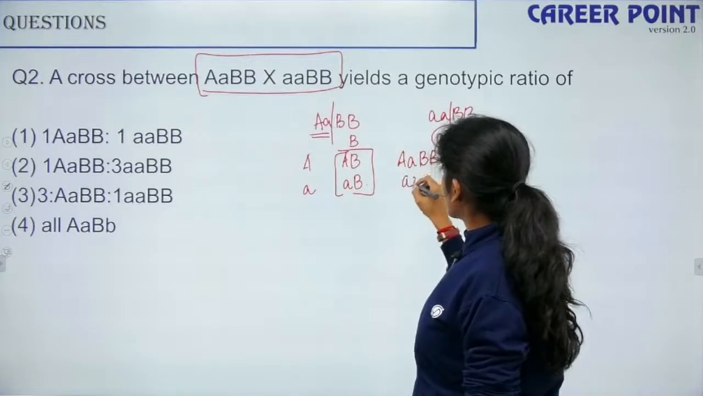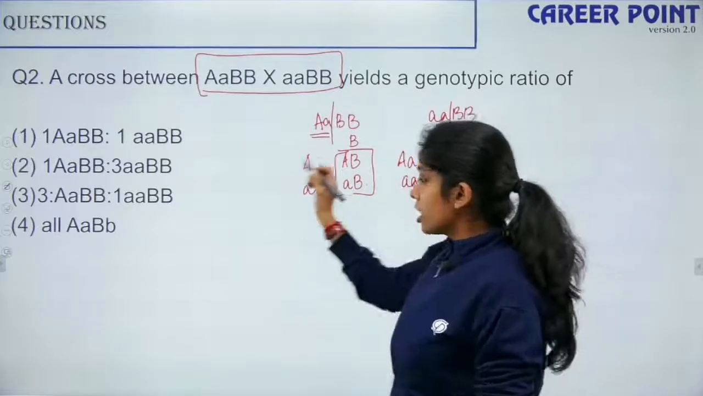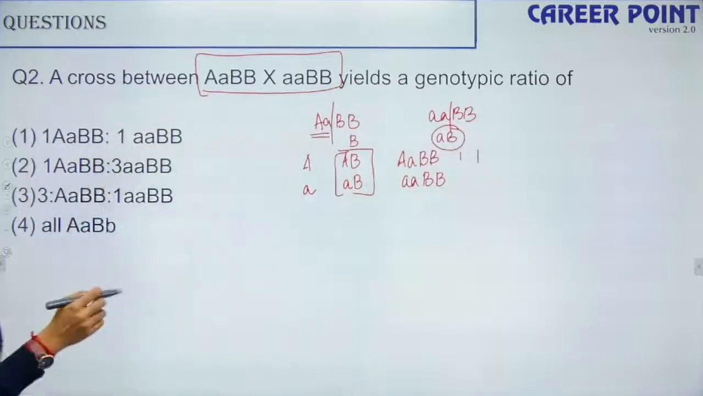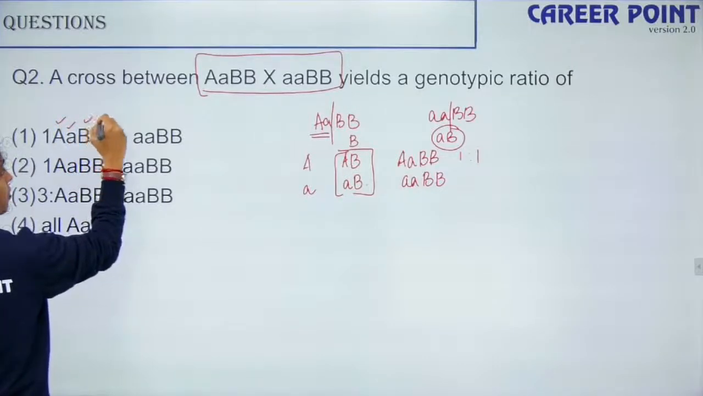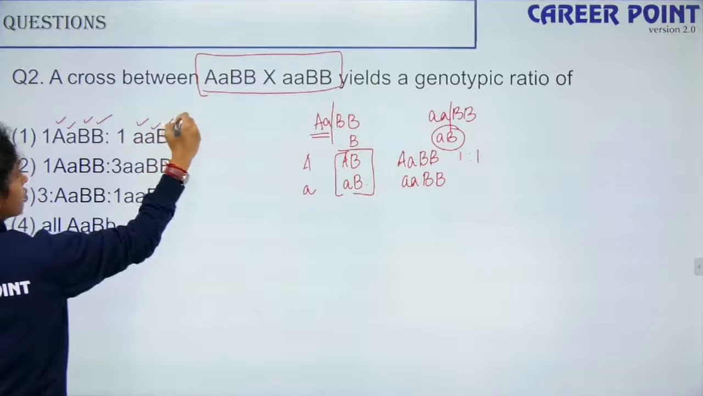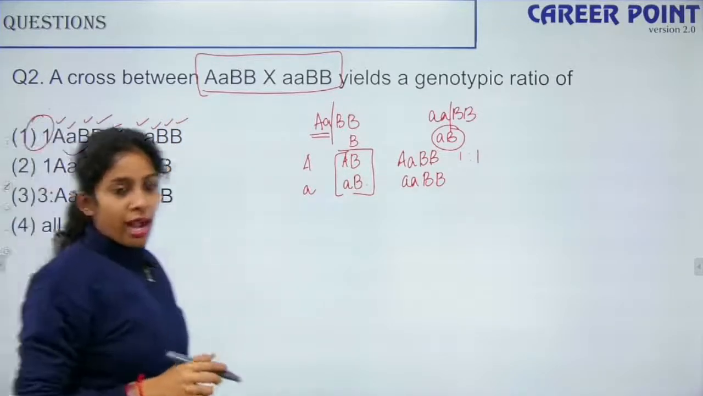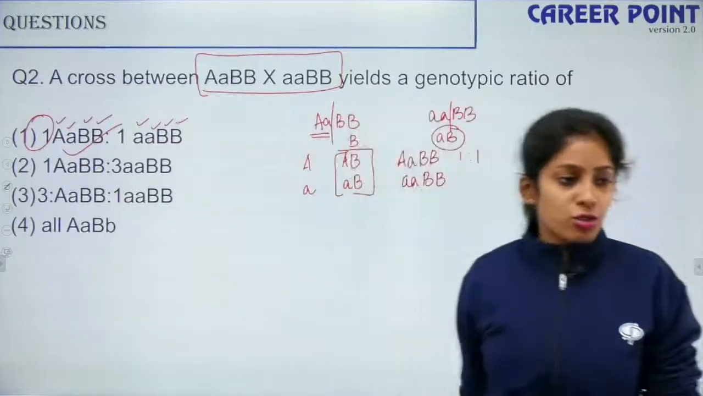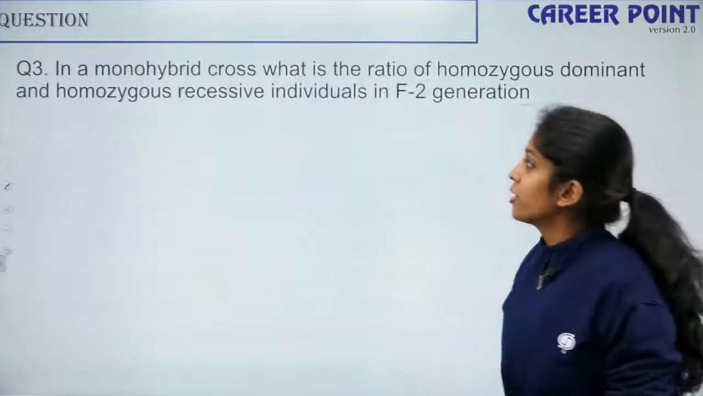So I have 1:1. Now look into the options. This is perfectly matching, right? Capital A, small a, capital B, small a, capital B, capital B. So this is the right answer. Yes, Nishra, you're absolutely right. I hope you guys understood how to solve this question. Yes? Fine. So let's go to question number 3.